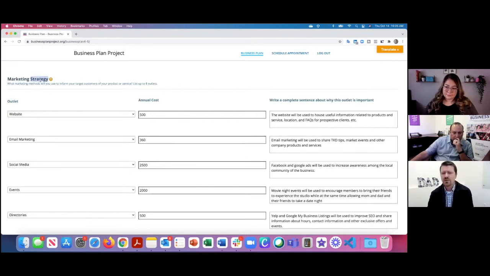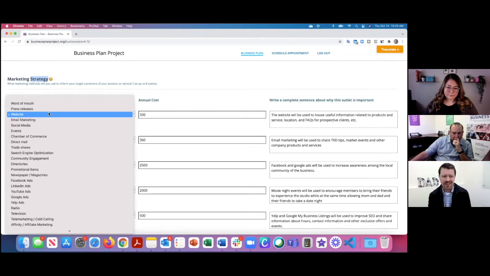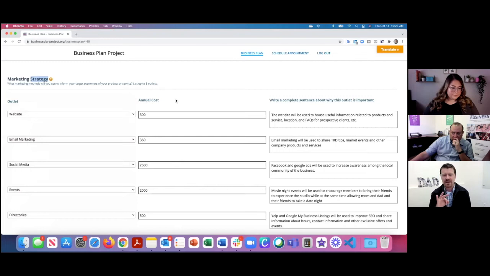The last section is where most people start with a marketing plan: what are the outlets you're going to use? Oh, we're going to have a website, we're going to have all these outlets. Well, we made a drop down here to make it easy, but we need to address 3 main areas in the marketing outlets or strategy section. What are we going to use? What's the cost? And why is it important?